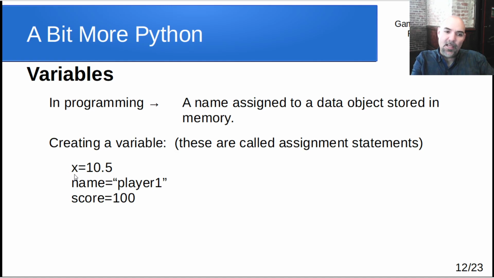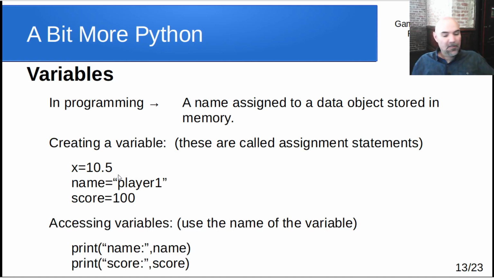So in other words, I couldn't say 10.5 equal x. That wouldn't work. And the reason for that is it's not an equality like it is in algebra. It's not like an equality relationship we're defining. We're actually defining this name, or assigning that name, to refer to this piece of data. So it always has to be variable on the left, and the thing that we want to assign to that variable name on the right.